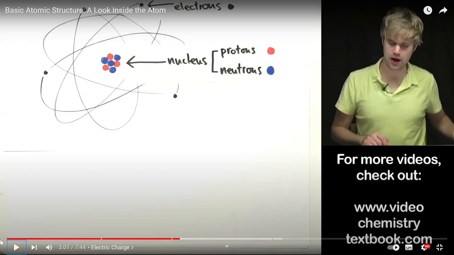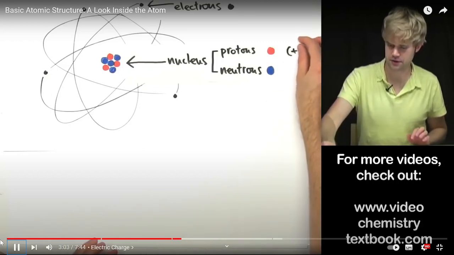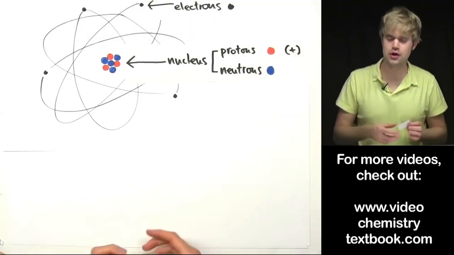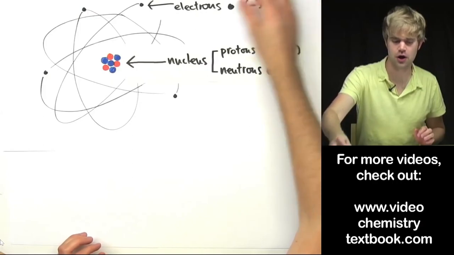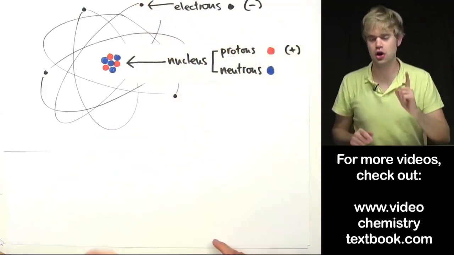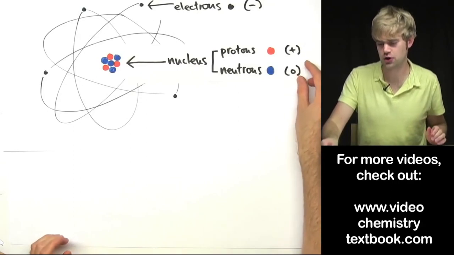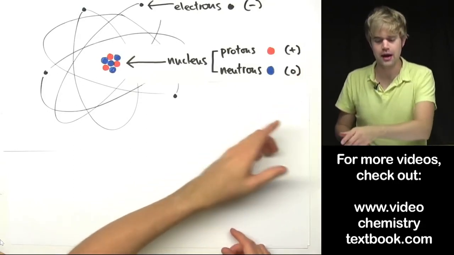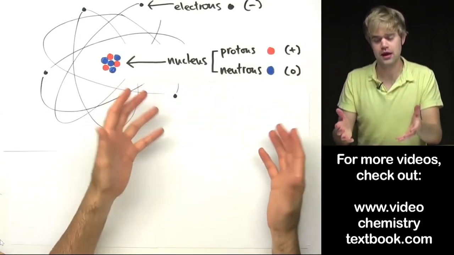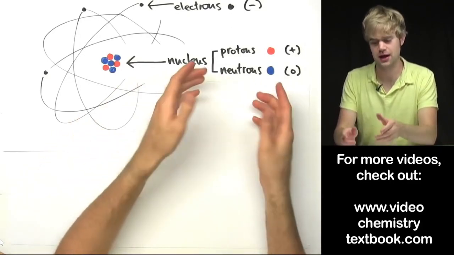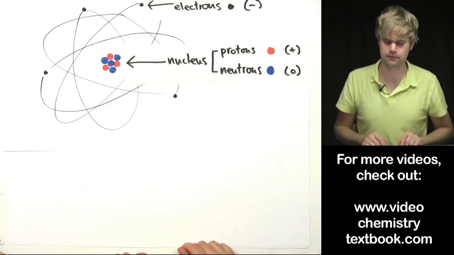Are we ready? Protons have a positive charge. A proton has a charge of 1+. Electrons, on the other hand, have a negative charge. One electron has a charge of 1-. Now, neutrons don't have an electric charge at all. They have a charge of 0. Neutral is a word that we use to refer to something that doesn't have a charge. So neutrons sounds a lot like neutral.